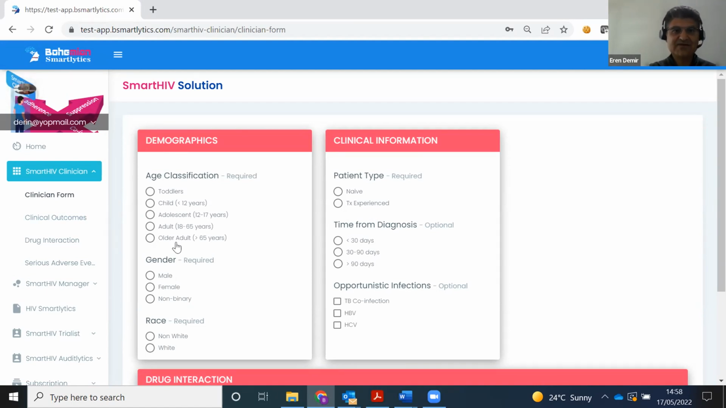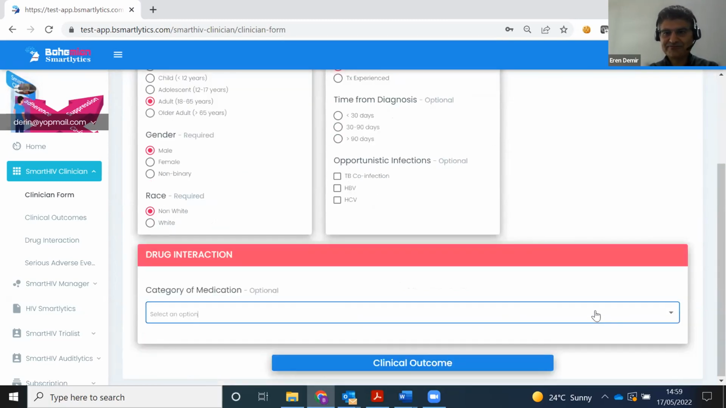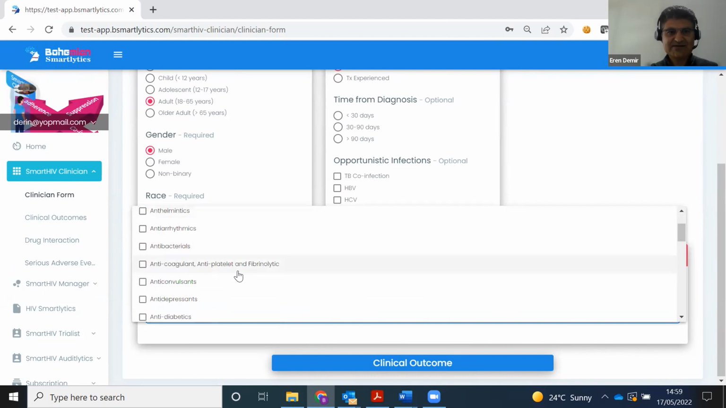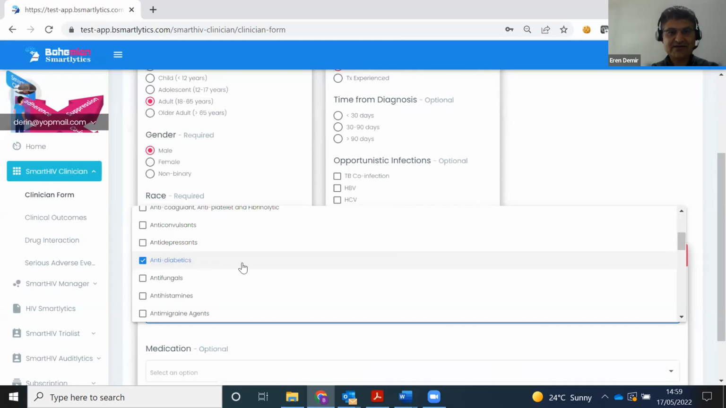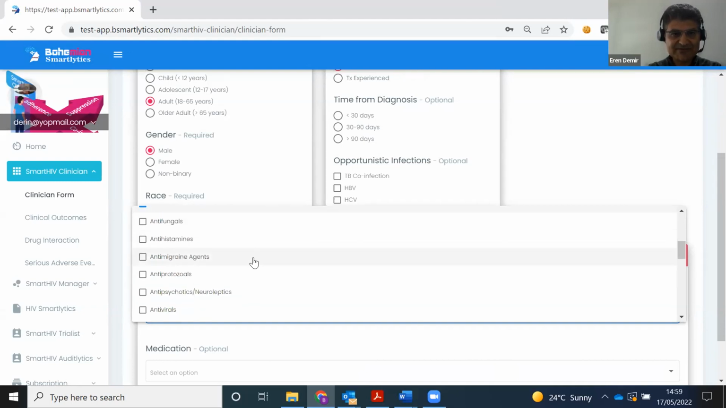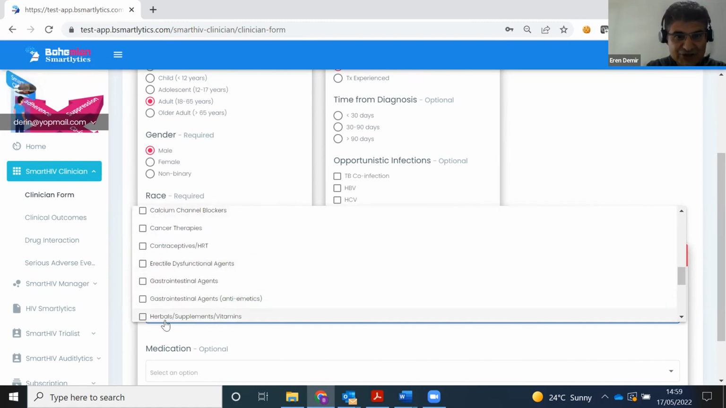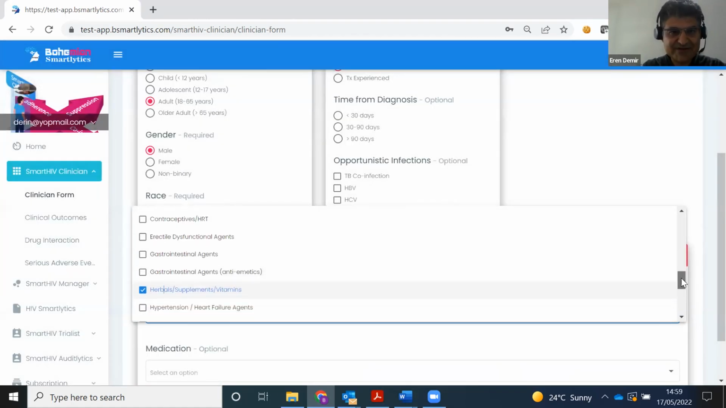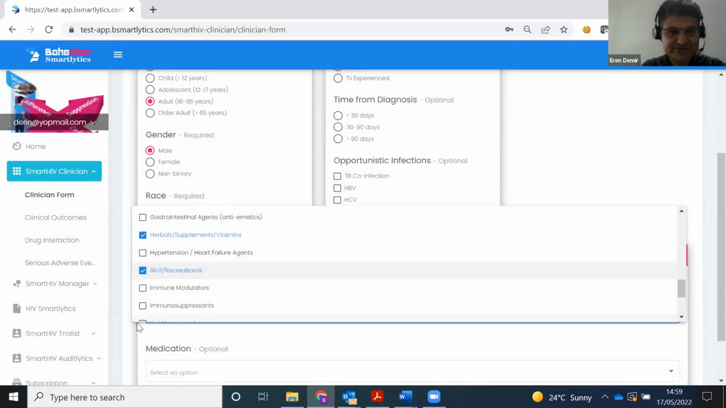So here's an example. Let's say I've got a patient. For every patient that comes through the door, I can use this to personalize the treatment. So an adult, a male patient, a non-white patient, for instance, and a new patient coming in, just very recently diagnosed. And this patient is on, let's say, anti-diabetic treatment. I'm just going to give a few. For herbals, I will select cannabis from the list, an illicit recreational drug.